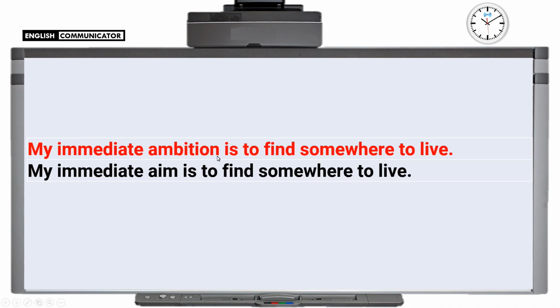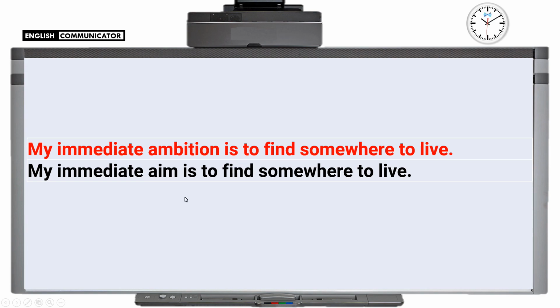My immediate ambition is to find somewhere to live. My immediate aim. Please, you can't say ambition, aim. You know what is the difference between ambition and aim? Aim is your target that you want to achieve, your daily routine focus. But ambition is basically your emotional circumstances that you have ambitions. But aim is basically about to find somewhere to live.